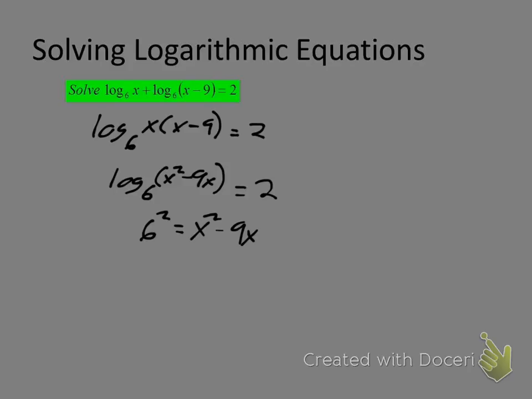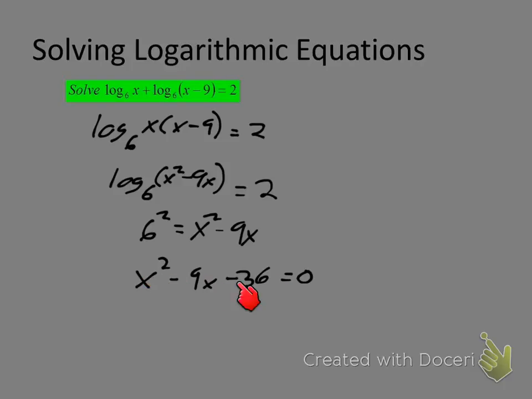So skipping a step here. So x squared minus 9x. 6 squared is 36. I'm going to subtract it over here to make it negative, and then I flip the whole entire equation, so my zero's on the right. So minus 36 equals 0.